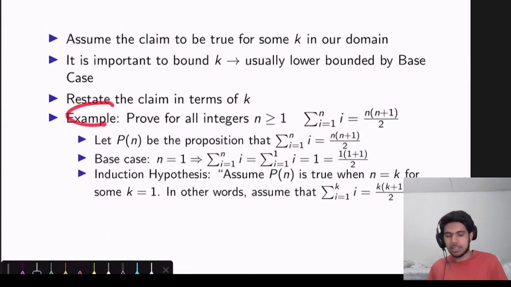So let's take a look at an example. The question is to prove for all integers n greater than or equal to 1 that the summation from i equals 1 to n of i equals n times (n plus 1) over 2.